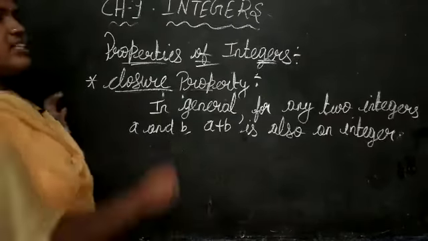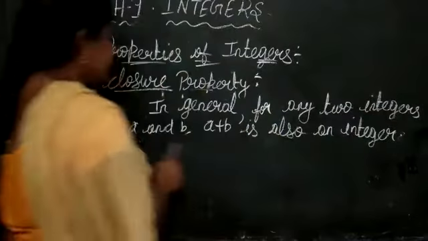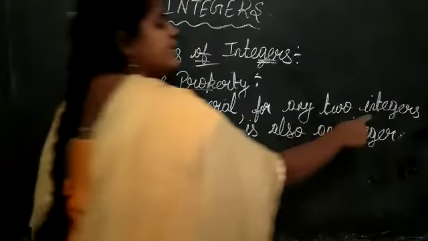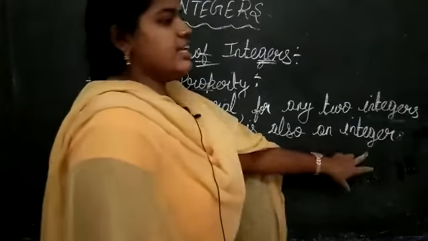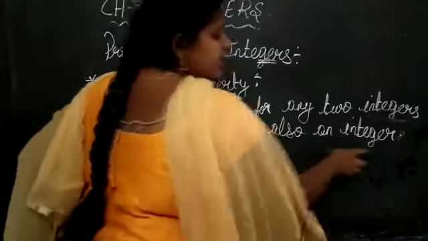Now the first property is closure property. Closure property definition: in general, for any two integers a and b, where a and b are integers, a plus b is also an integer. If you add both a and b, again it should be an integer.